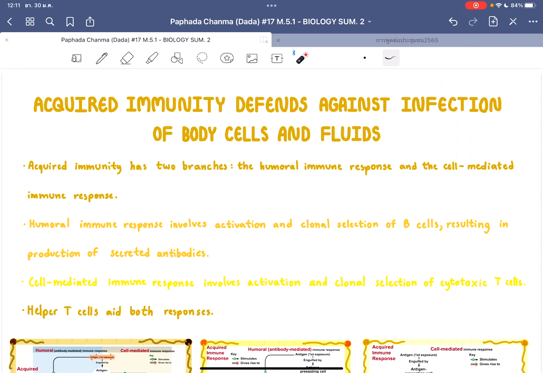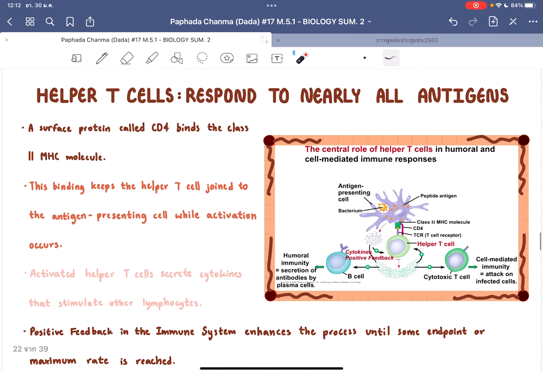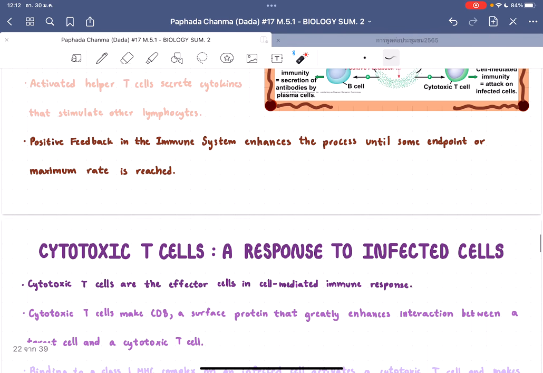The humoral immune response involves activation and clonal selection of B cells, resulting in production of secreted antibodies. The cell-mediated immune response involves activation and clonal selection of cytotoxic T cells. Helper T cells aid both responses. This was the picture. Helper T cells respond to nearly all antigens. A surface protein called CD4 binds the class 2 MHC molecules. This binding keeps the helper T cell joined to the antigen-presenting cell while activation occurs. Activated helper T cells secrete cytokines that stimulate other lymphocytes. Positive feedback in the immune system enhances the process until some endpoint or maximum rate is reached.